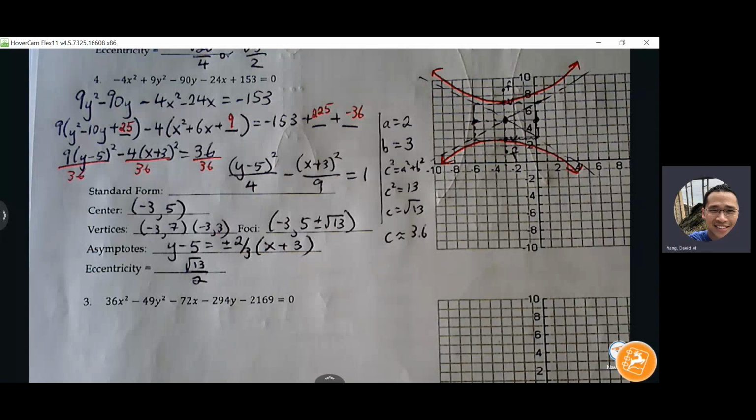Okay. Number 3, you can tell this is a hyperbola. Your x squared and y squared have different signs. X squared is the positive one, so x squared first, then the y, and then the positive.